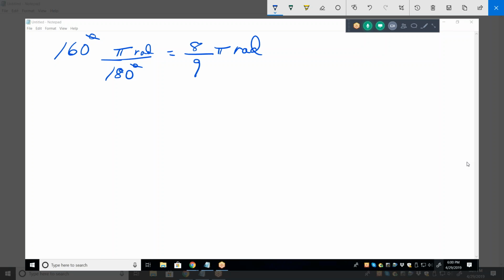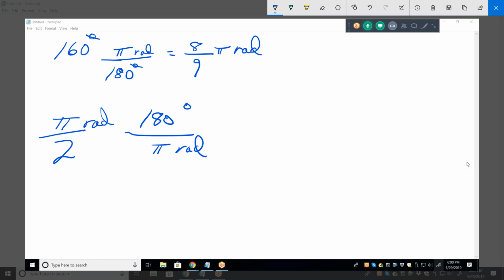Now, when you're going the other way, when you start with radians, then you use the opposite of that conversion factor. Because you're trying to get rid of the radians, you have to have degrees in the numerator. So it's got to be 180 degrees over pi radians. Now the radians cancel, the pi's cancel, and you get 90 degrees. That's how you do it going either way.